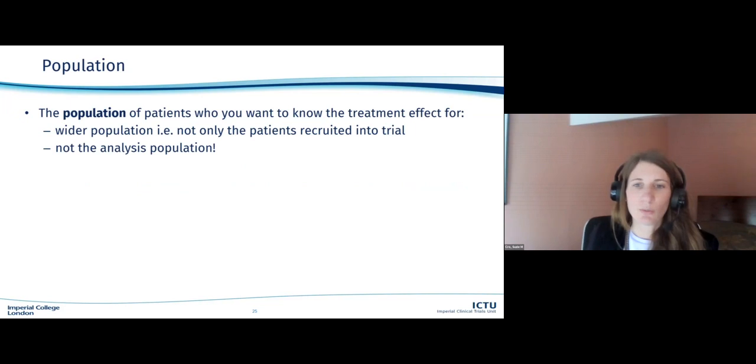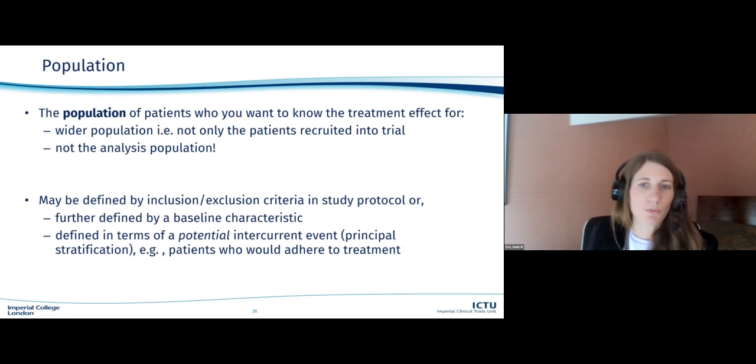Now, the population is the wider population of potential patients who you want to know the treatment effect for. So it's not just a group of patients recruited into the trial, and it's not the analysis population. So this distinction is important to be aware of. Now, the population will most often be defined by the group who are defined by the study's inclusion and exclusion criteria, as written in your protocol. But this isn't necessarily always the case. So in some cases, a subgroup might be of interest, and this might be either further defined by a baseline characteristic, or it might be defined in terms of a potential intercurrent event. That is, it could be the subgroup of those who would never experience an intercurrent event, irrespective of what treatment group they're assigned to.